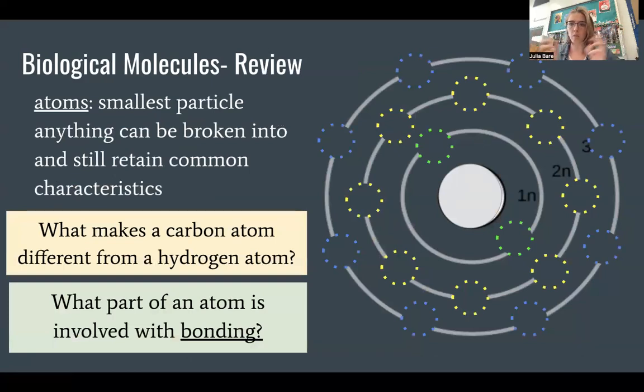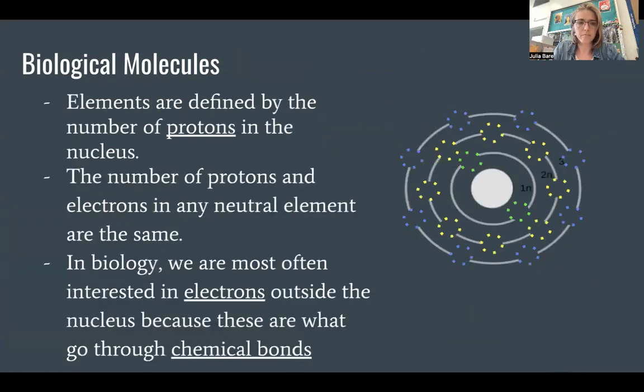When we get water, when we get H2O, what causes H and O, hydrogen and oxygen, to stick together? What causes carbon and oxygen in the carbon dioxide that you are breathing out to stick together?